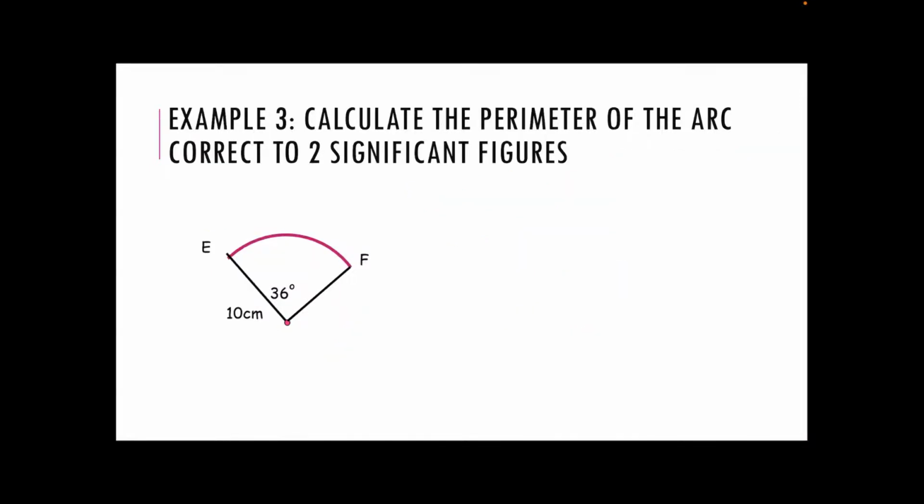Example number 3, we have been asked to calculate the perimeter of the arc correct to 2 significant figures. So remember, your perimeter is the total distance around the outside of the shape. So for us, that's going to be our arc length plus the 10 centimetres and the 10 centimetres on the other side of our arc there. So I'm going to start by finding my arc length, just like we have been doing. So pi times by the diameter times by x out of 360. This time my diameter is going to be 20 centimetres because our radius here is 10.